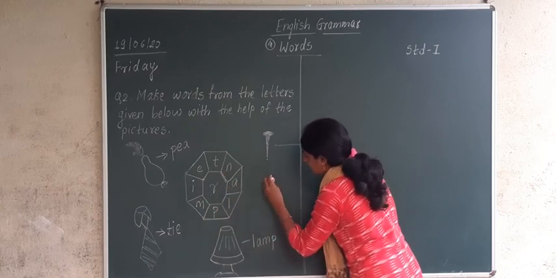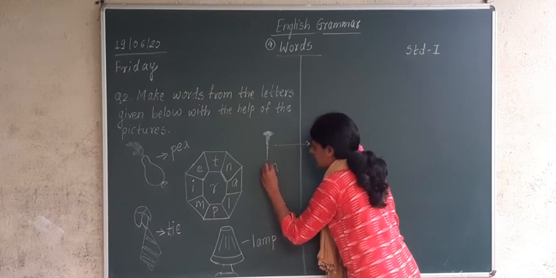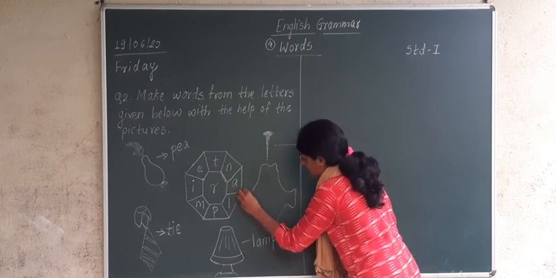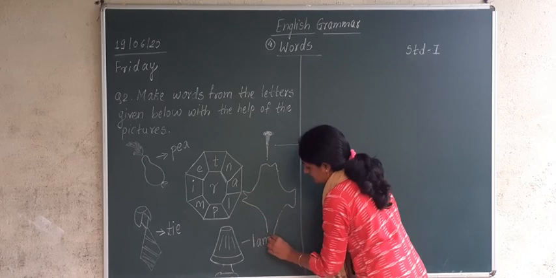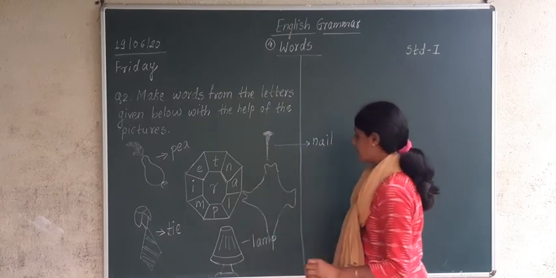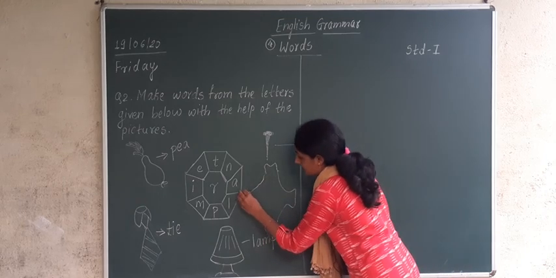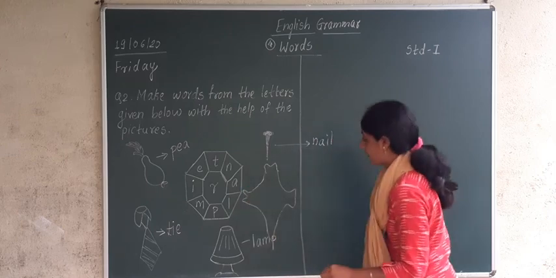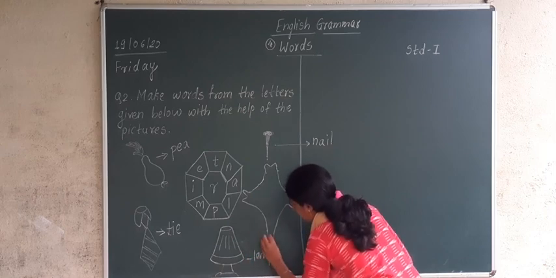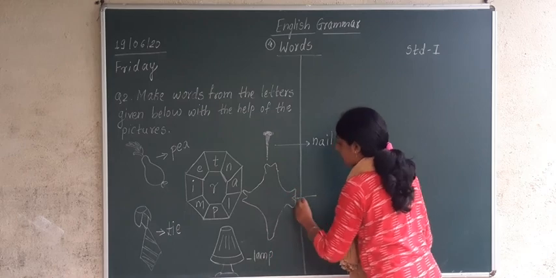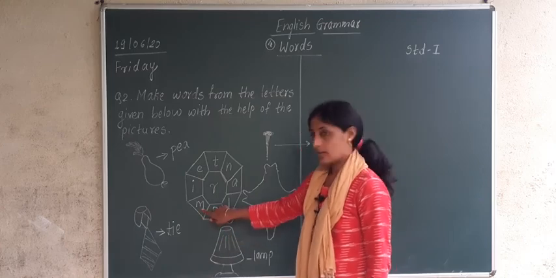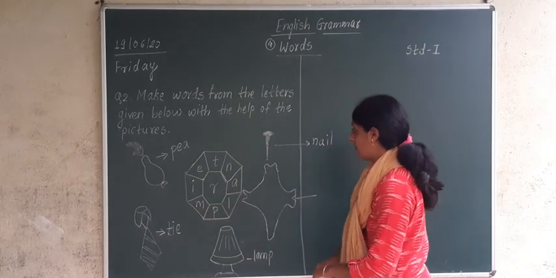Let me draw another picture over here. Look, I have drawn something. Now this is a picture. It looks a little bit like what? It looks a little bit like a map of India, correct? It looks like a map of India. So the word map, can you make the word map from the letters given over here? Yes, M-A-P, map.